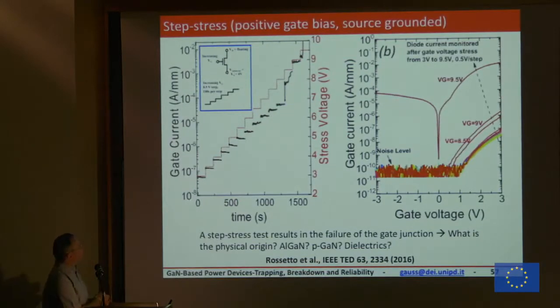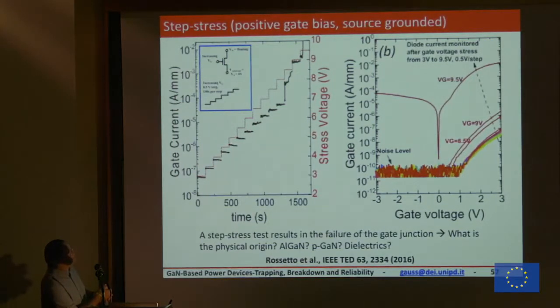So this is what happens. We did what we call the step stress. This is the stress voltage at the gate. This is a staircase. You see, we started from 3, 3.5, 4, and so on and so forth. And at each step, we measure the gate current. And you see the gate current remains stable.